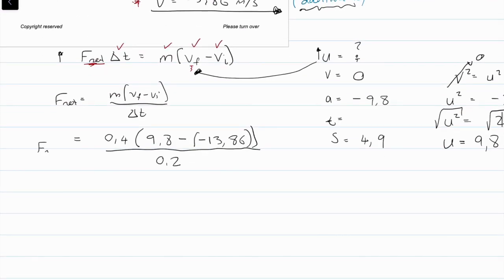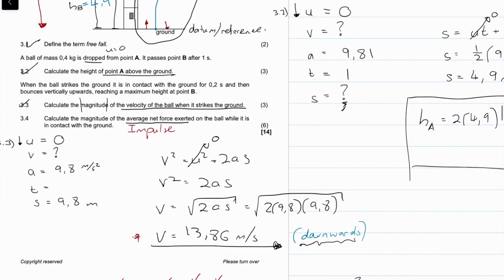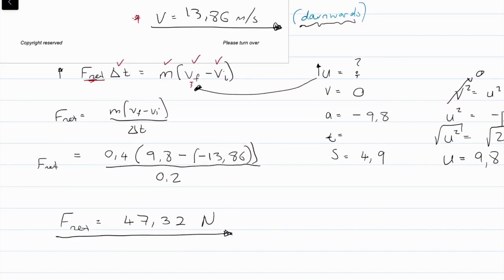Okay, and if I plug this into my calculator, I get a value that F net is equal to 47.32 newtons. And it is a positive value. And again, we only care about the magnitude, but if I did want a direction, it came out positive, and we took upwards as being positive, so the direction would be upwards if we wanted it.